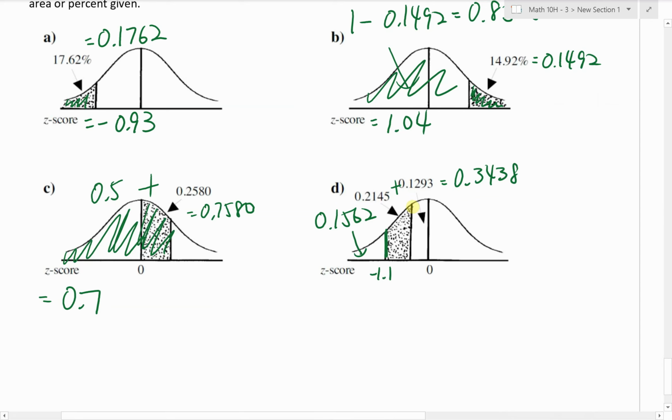Now, because it's in between, we need to find out what this Z-score is as well. We figure out the empty portion here, and we also know that's 0.2145. Therefore, this entire portion is going to be 0.1562 plus 0.2145. Or you could just go 0.5 minus 0.1293. Same thing. More than one way of doing things. It's always good to have multiple methods. The answer is 0.3707. So then we go to the table and find where that number is.